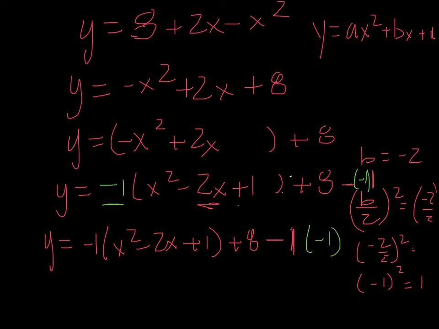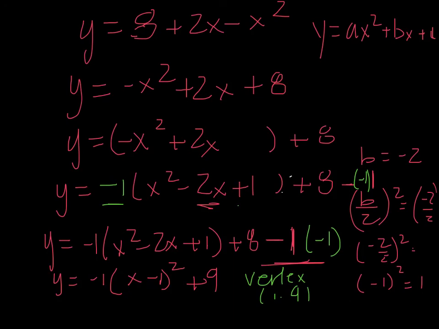Okay, so now what I need to do is simplify, make it a little bit easier and cleaner. So I have y equals negative 1, and I can factor inside my parentheses: x minus 1 squared. Negative 1 times negative 1 is a positive 1. 1 plus 8 is 9. So my vertex in this problem is going to be 1, 9. Okay, and my a value is negative 1. That means it's opening down. So hopefully that helped. I think that was probably one of the harder problems in your homework, but I think you can handle it. All right, good luck.